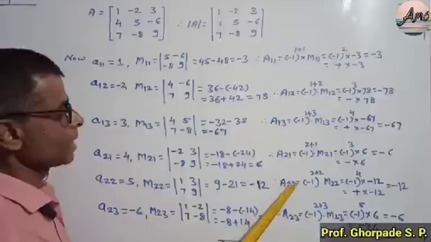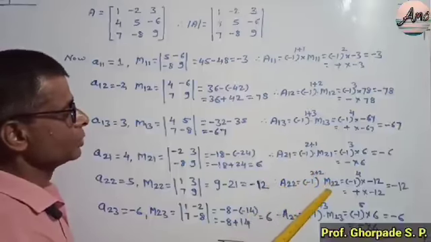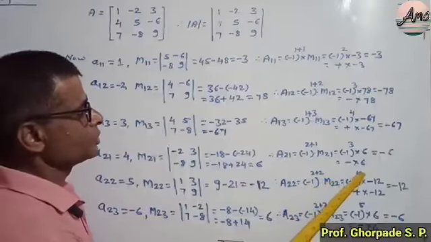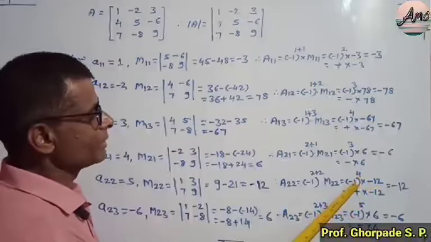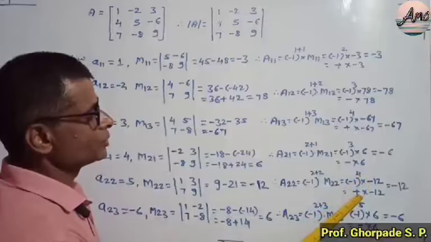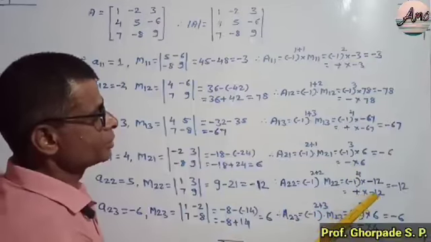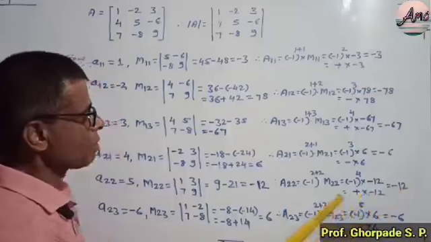Then its cofactor A22 is minus 1 to the power of row plus column into M22. So minus 1 to the power of 2 plus 2 is 4, into M22, which is minus 12. If the power of the negative term is even, you will get a positive answer into minus 12. Plus into minus 12 is minus 12. Minus 12 is the cofactor of this 5.